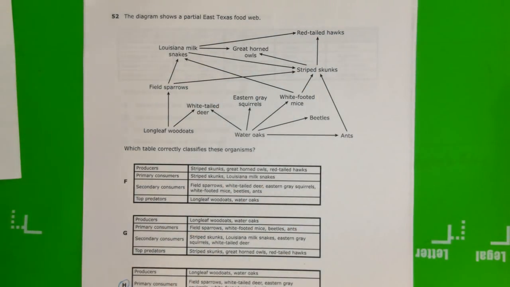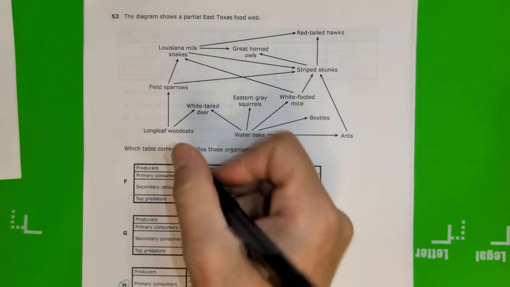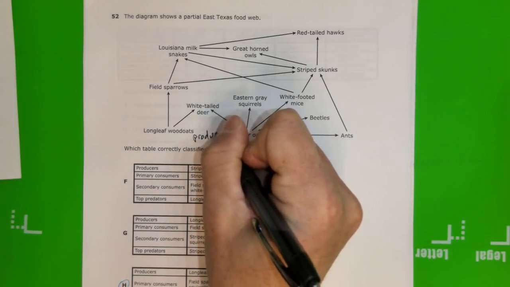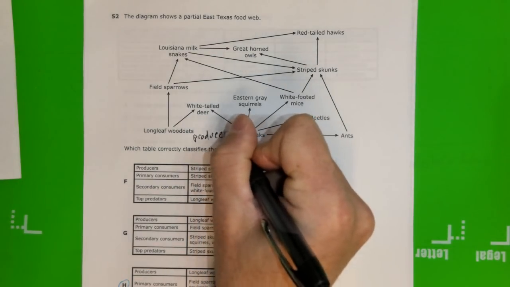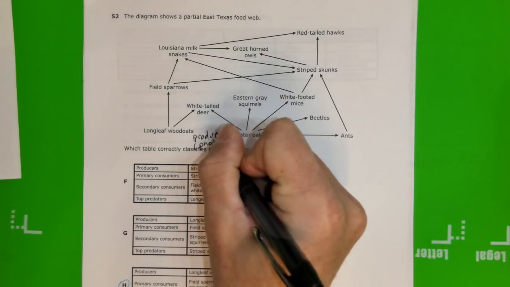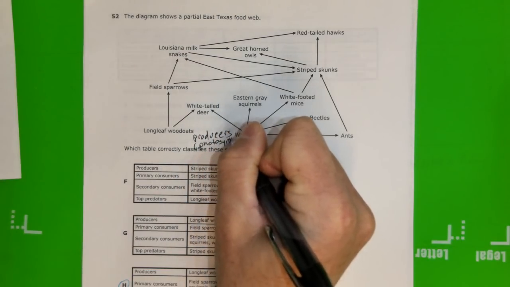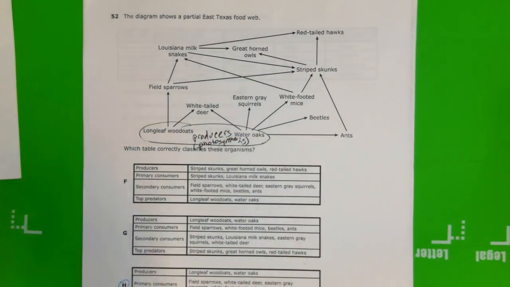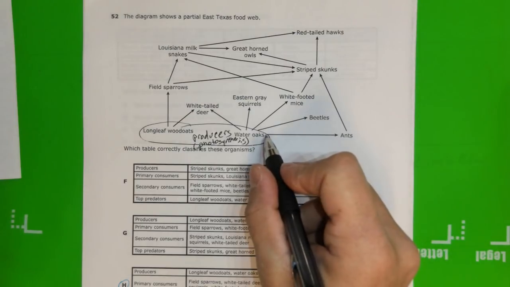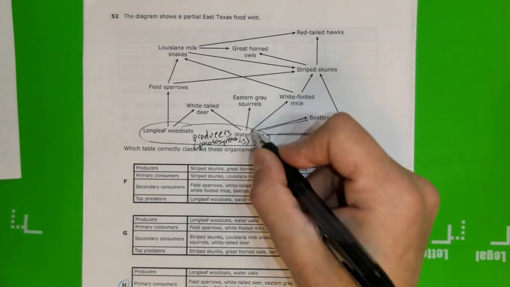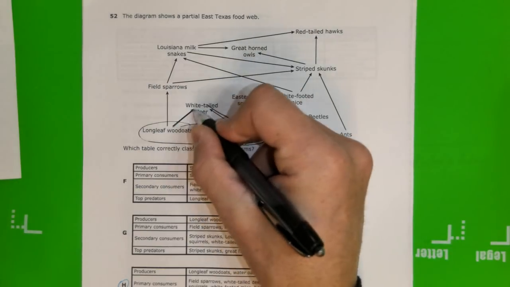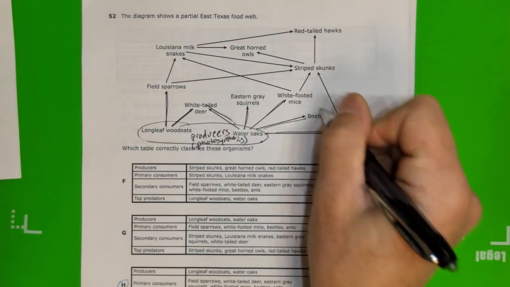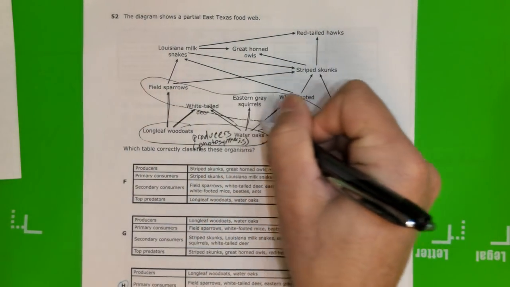So the things that have no arrows pointing to them are going to be your producers. They produce all the energy because of photosynthesis. So those are going to be like your plants, your trees, your bushes, your grasses, stuff like that. So both of these are going to be trees. So they transfer their energy to these specific things.